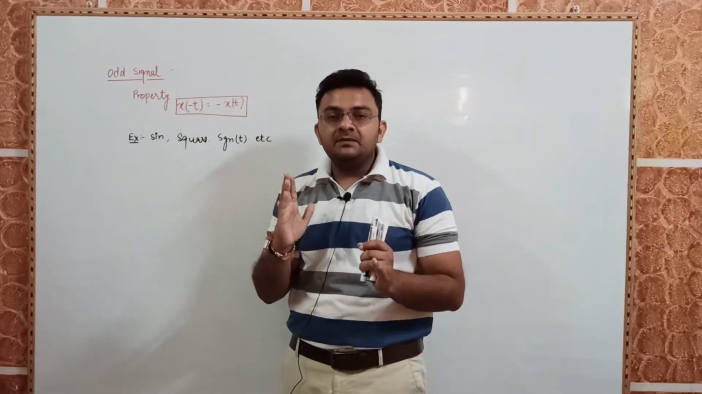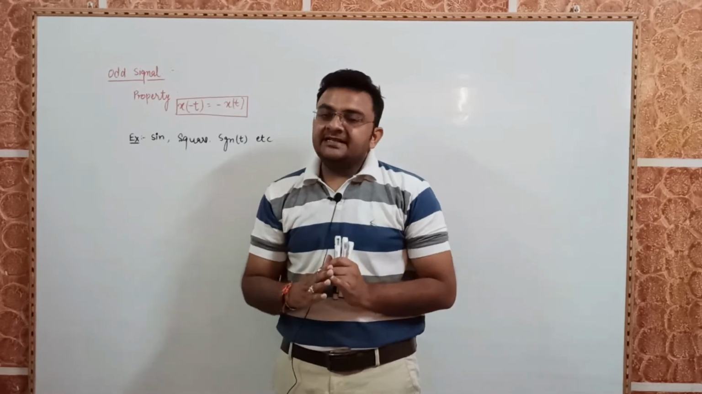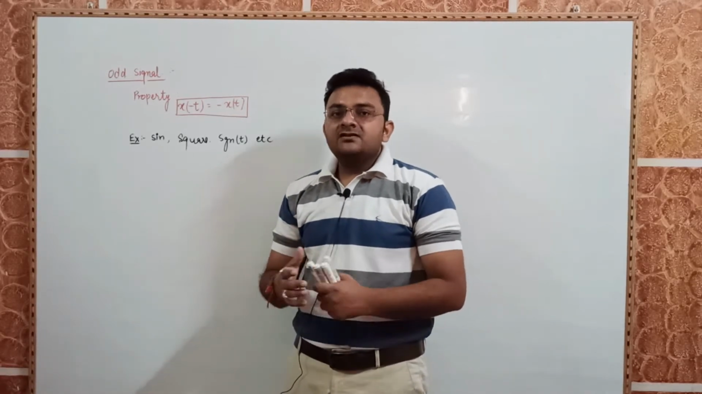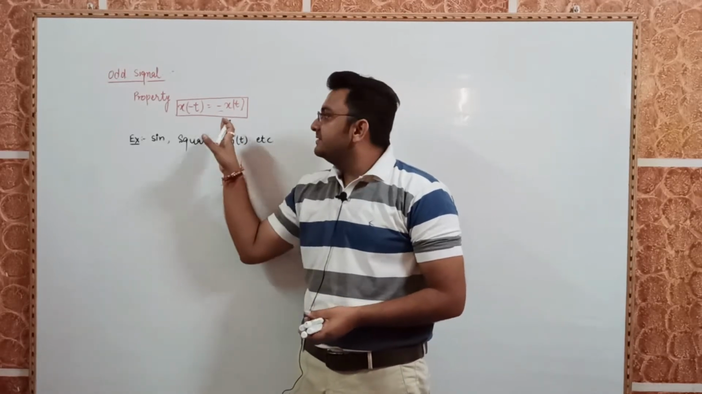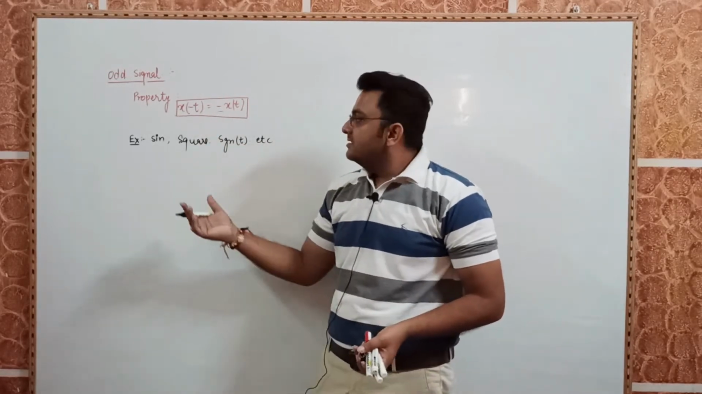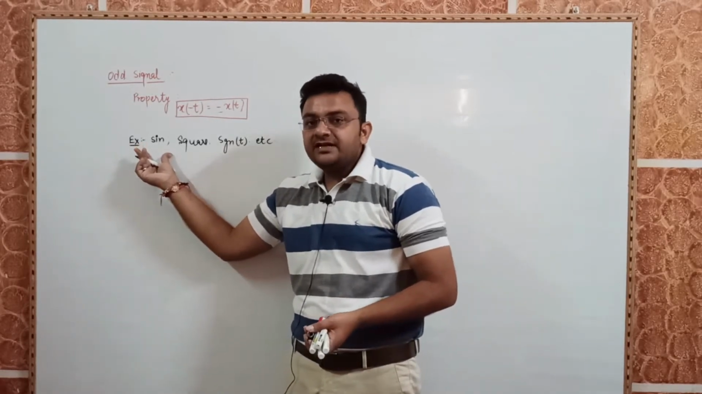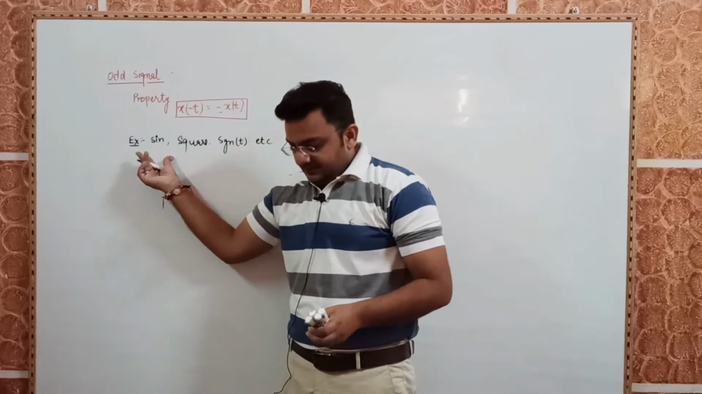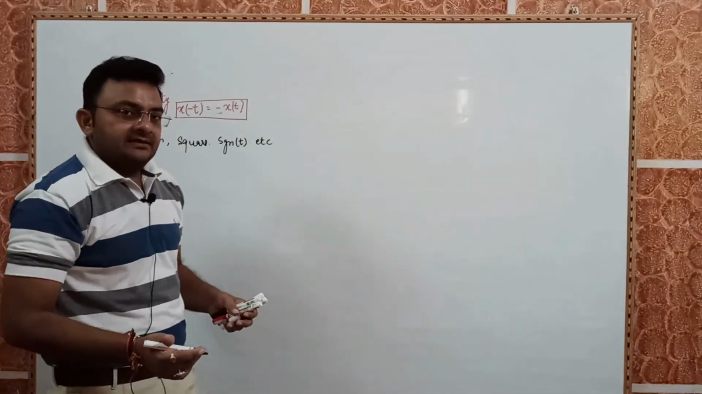If both the signals are the same with a minus sign, then we say that it's an odd signal. So odd is having a minus sign over here. That's why we say that it's an odd signal. We have examples. An example includes the sine function. So very first we will see how the sine function is an odd signal.